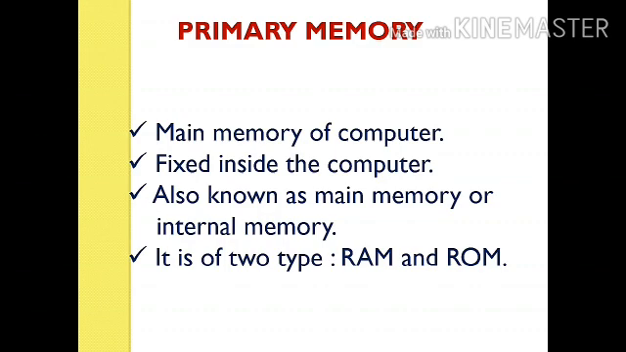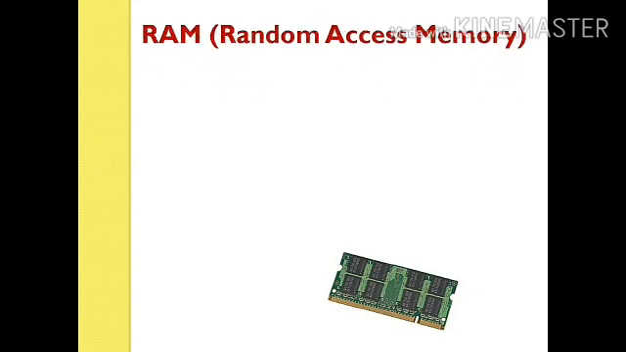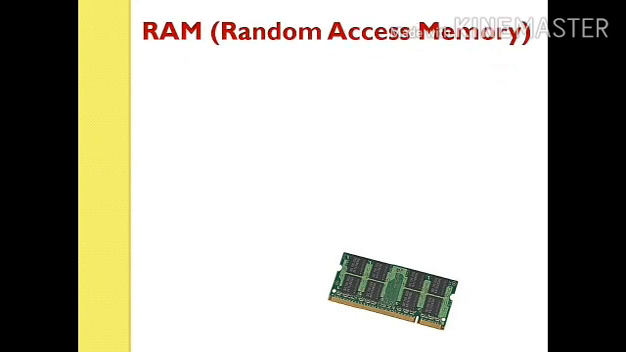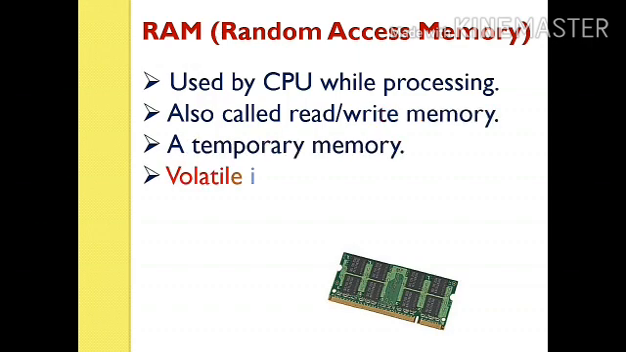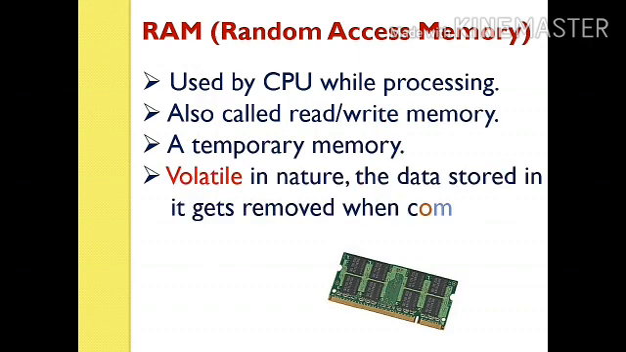Now we are going to discuss the first category of primary memory, that is RAM. RAM stands for Random Access Memory. RAM refers to read and write memory. We can both write data into the RAM and also read from it. This is in contrast to ROM, which permits only reading of data.